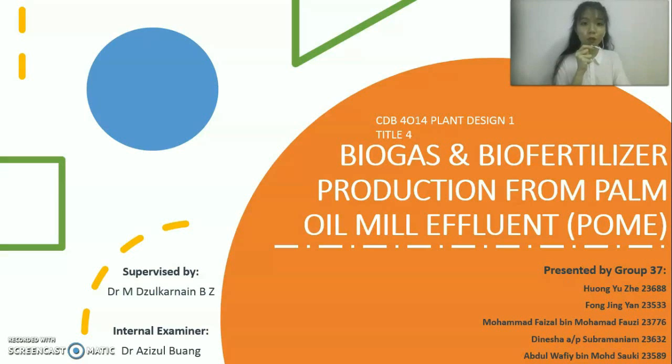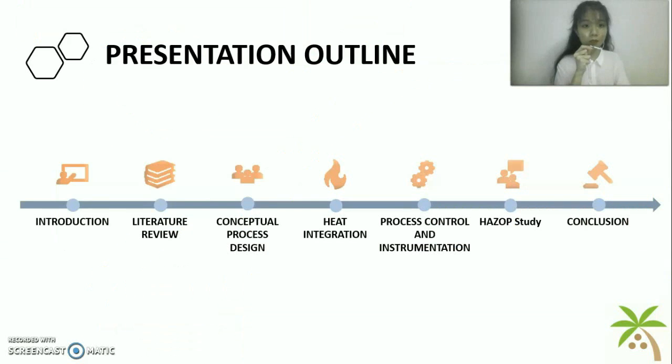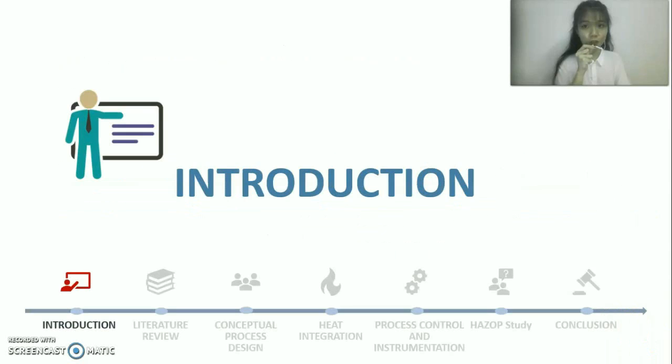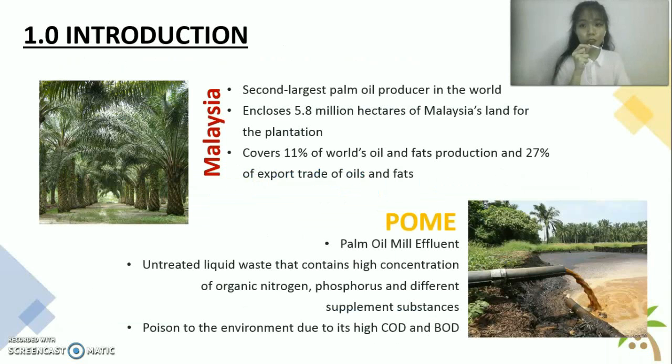In this video, we are going to talk about our plant design project, which is given the title Biogas and Biofertilizer Production from Palm Oil Mill Effluent, POME. The presentation is divided into 7 parts: Introduction, Literature Review, Conceptual Process Design, Heat Integration, Process Control and Instrumentation, Hazard Study, and lastly, conclusion. First, introduction.